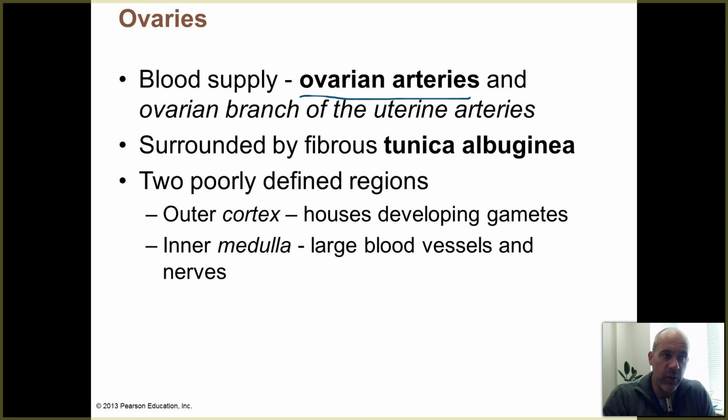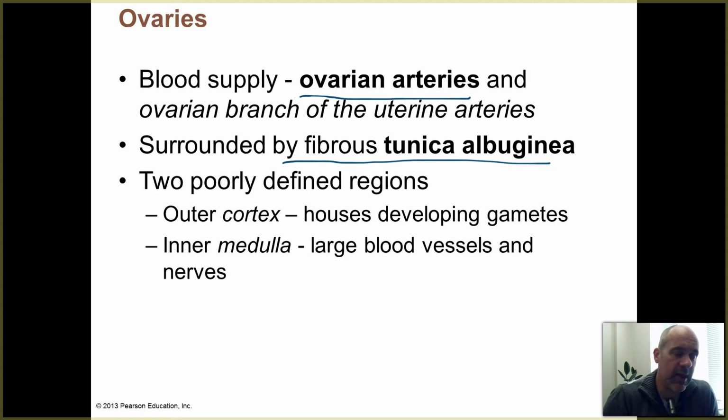Just like you have a tunica albuginea that surrounds the testes in a male, you have a very fibrous connective tissue covering around the ovaries as well. They're very important organs. If we're going to continue the human species, we need ovaries to be protected and stay functional, so they've got a nice tough covering around the outside of them.